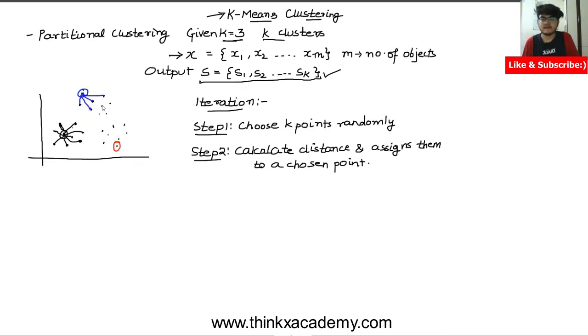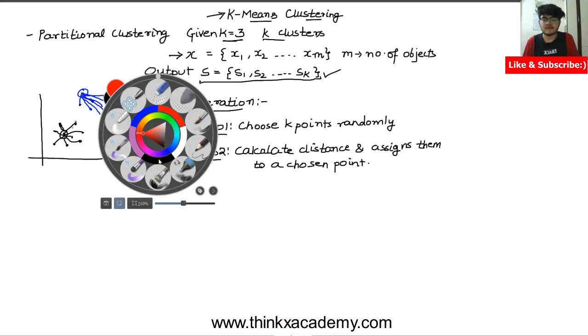You can see like this, and these will also go to the blue point, right? And the last one is this one, so we will calculate the distances of these points, and since they were near to this point, we will just assign them to this point. So after doing this assignment, what we observed is that we have obtained 3 clusters, right?